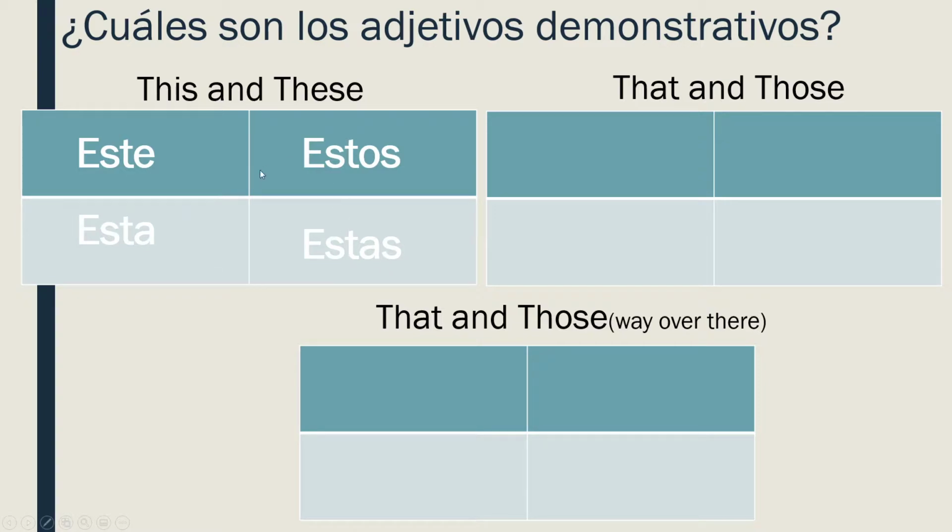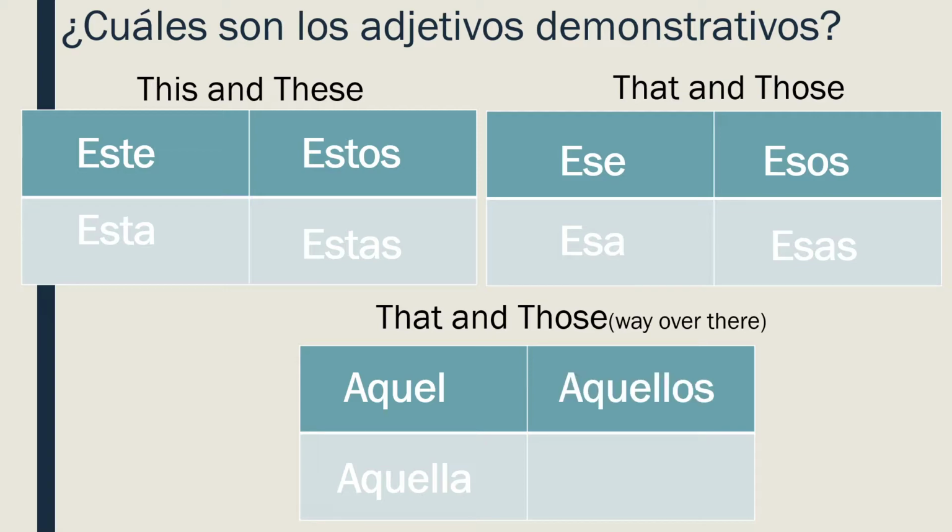They need to agree in number and gender. All right, that and those. Ese, esa, esos, esas. Okay, so it looks just like this and these without the T's. That's why we have the rhyme. All right, that and those way over there. So if it's way over there, you're going to say that and those. You've got a longer word. You got aquel, aquella, aquellos, aquellas. Remember, they all agree. All right.